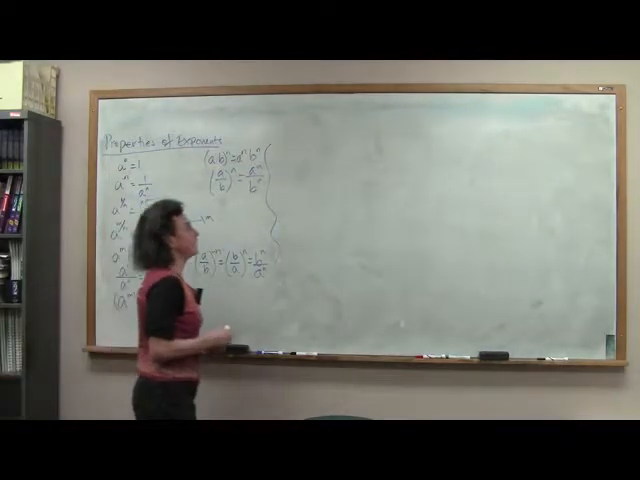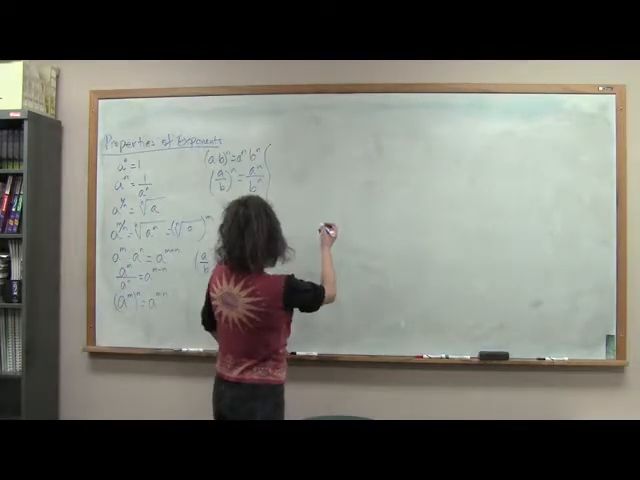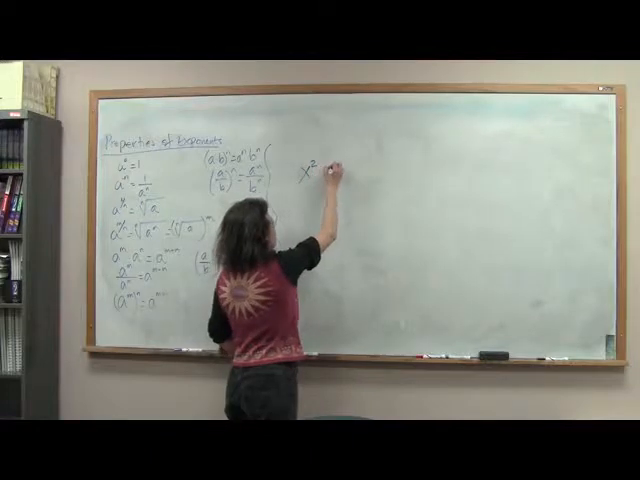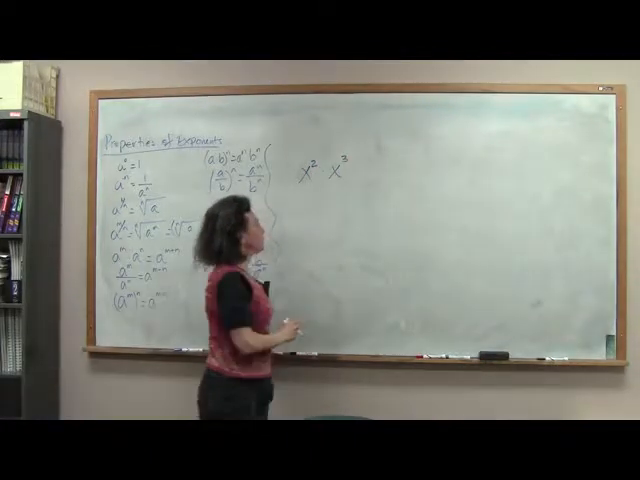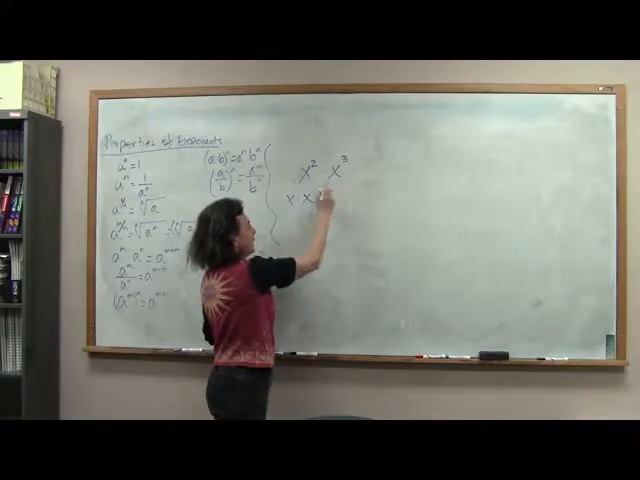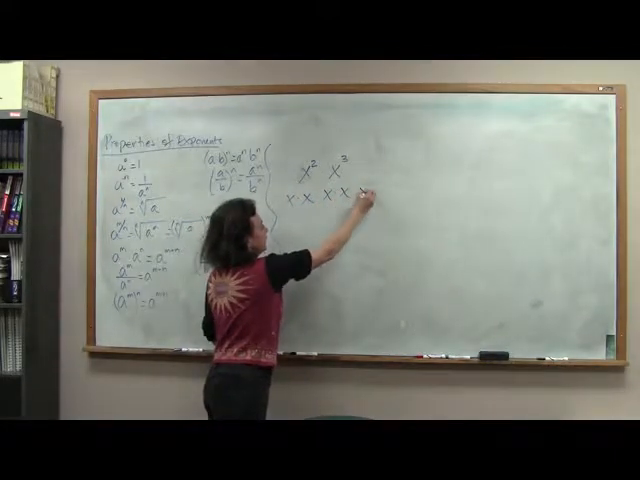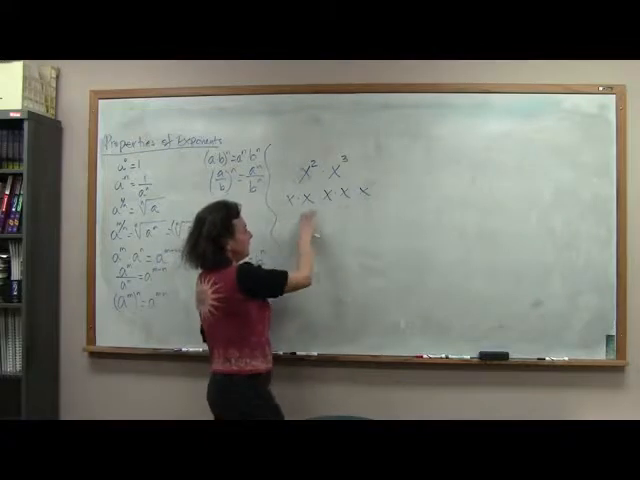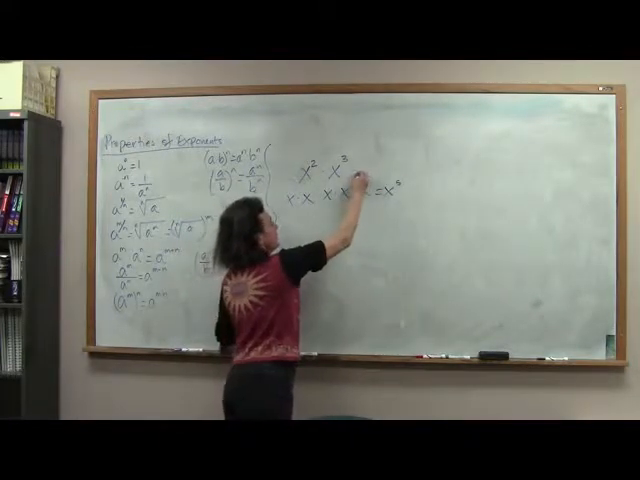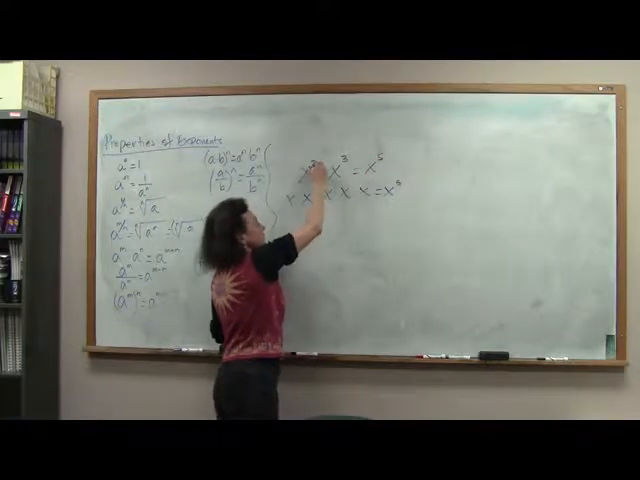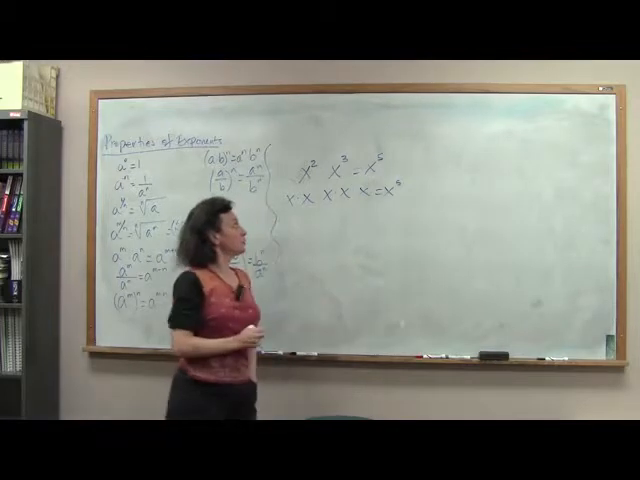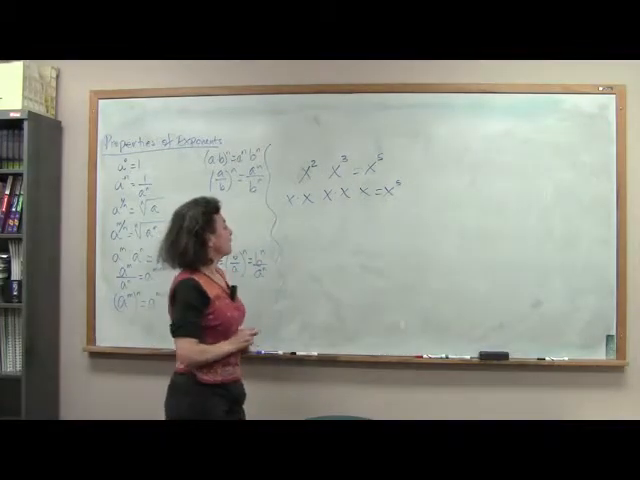So we could just take a quick example of that. For example, what if I have something like x squared times x cubed? Well, x squared is x times x, and x cubed is x times x times x, and I think if you look at this, we say, oh, that's the same as x to the fifth. Notice we multiplied two things with the same base, and lo and behold, we add their exponents. Okay?